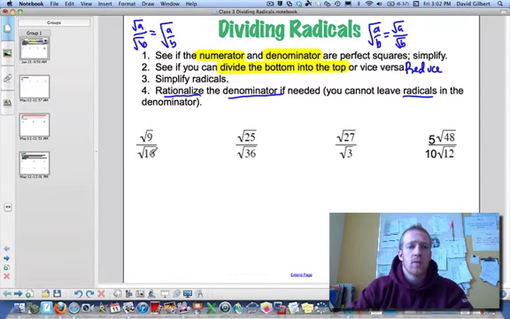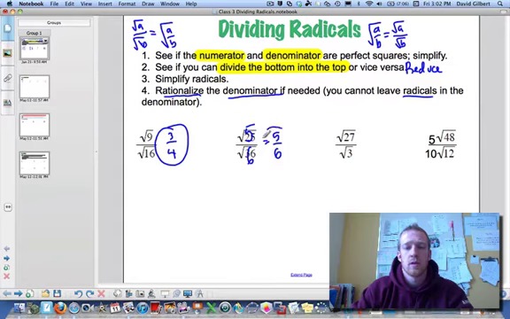These two are both perfect squares, right? The square root of 9 is 3, and the square root of 16 is 4. Bam, done. 3 over 4. All right, the square root of 25 is 5. The square root of 36 is 6. So we get 5 over 6.